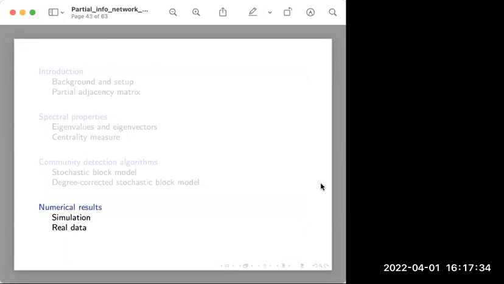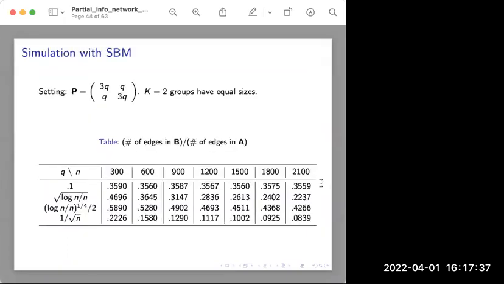So finally, let me show some numerical results. Here we're first generating a simple 2-block SBM with this particular connectivity pattern. Q is the edge density, and we vary Q from a fixed number to all these quantities depending on N, and N is varying between 300 and 2,100. In this table, we are showing the fraction of edges observed by an individual. You can see the fraction of edges observed varies between roughly 10% and 50%.